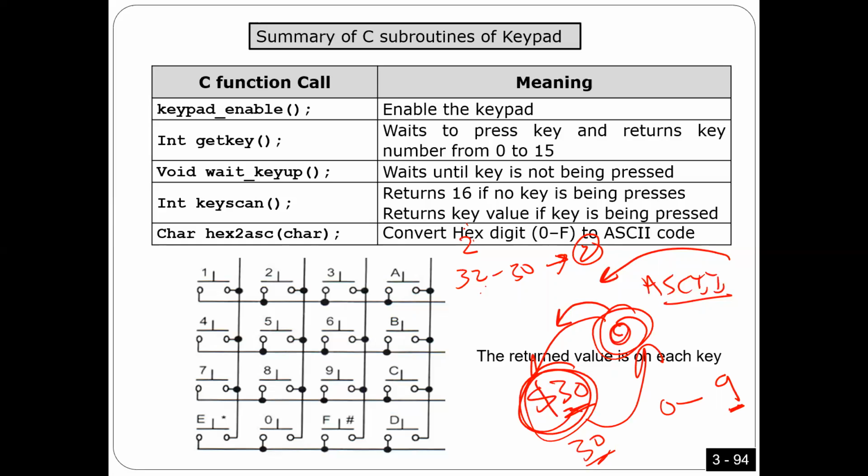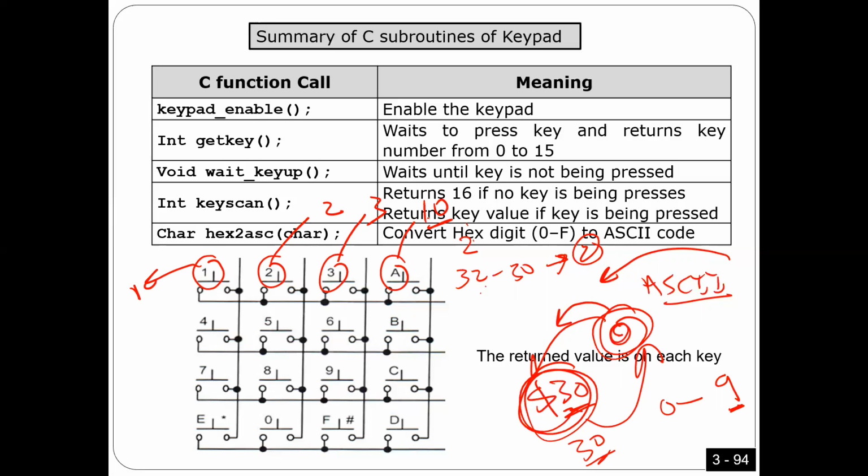Here in C, the situation is a little bit different. In C, we have a subroutine. It's not going to return ASCII. It's going to return the number itself. That means if you hit 1, you are going to get 1. If you hit 2, you are going to get 2. If you hit 3, you are going to get 3. If you hit 8, you're going to get 10. Okay, guys, so that's how it is.